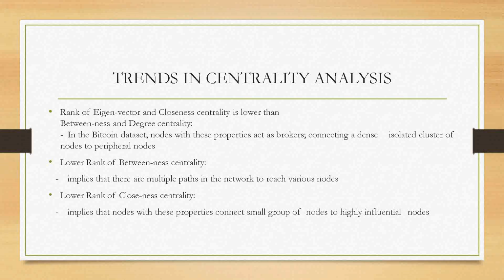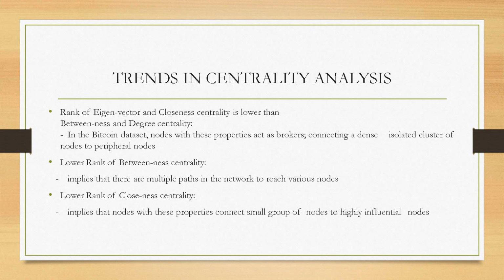The second trend is lower rank of betweenness centrality as compared to other centrality measures. This implies that there could be multiple paths in the network to reach various nodes. The third trend we observed is that the closeness centrality has a very low rank as compared to other centrality measures. This implies that nodes with these properties connect a small group of nodes to highly influential nodes.